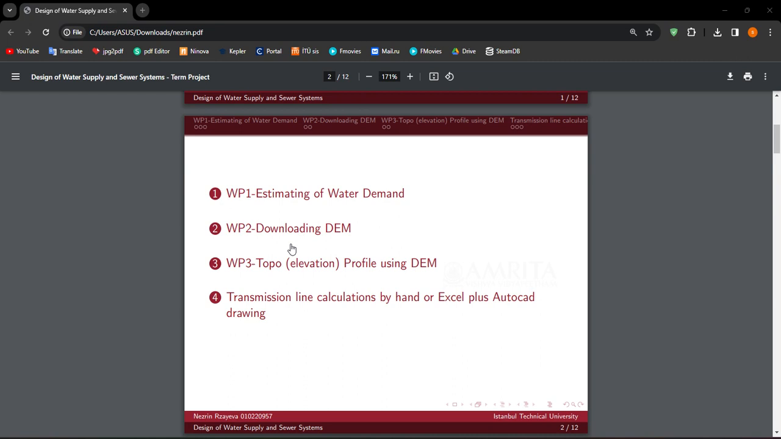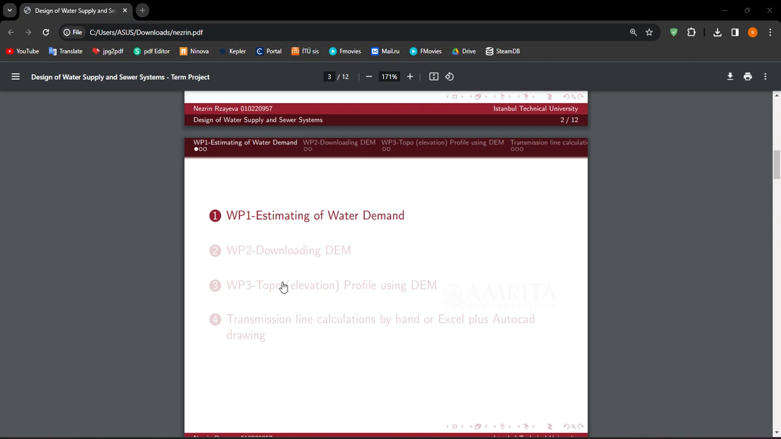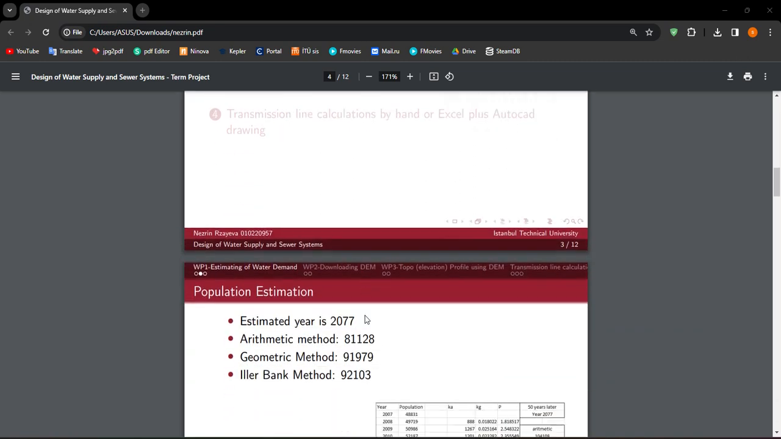Firstly, our term project just consists of four parts. First, estimating of water demand. Second, downloading the DEM file. And the third part is the topo profile using DEM. Fourth is the transmission line calculation, which I did by hand, plus the sketching in the AutoCAD drawing. First, the estimation of the water demand.